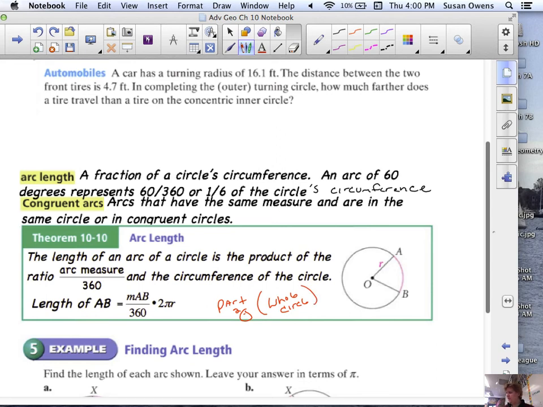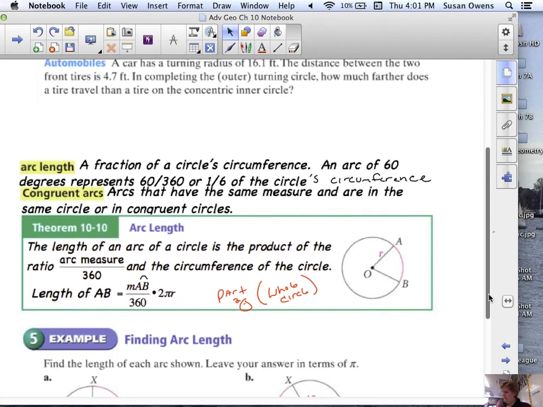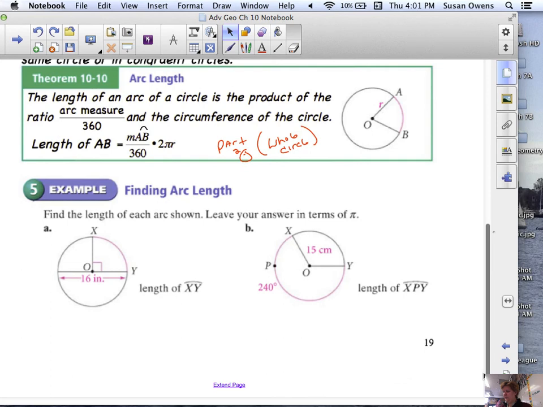If I have 50% of the circle, then I'm going to have 50% of the circumference. If I have 1/3 of the circle, I'm going to have 1/3 of the circumference. So basically all this formula is doing is, if I know the arc measure, I know the whole circle is 360, so I divide them to figure out what part of the circle I have, and then I multiply by 2 pi r, which would be the whole circle. Really not a complicated formula.